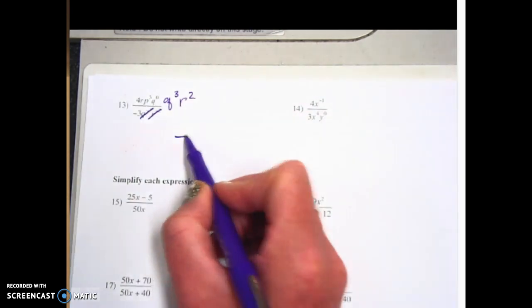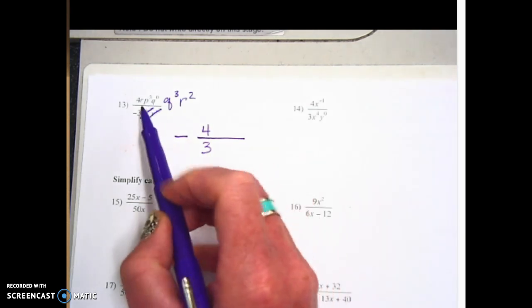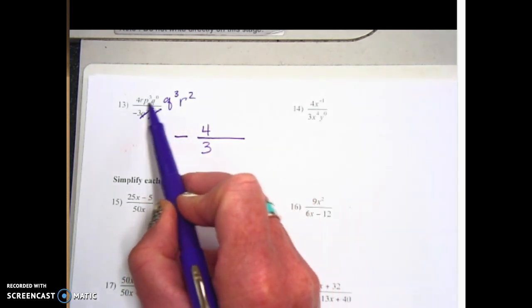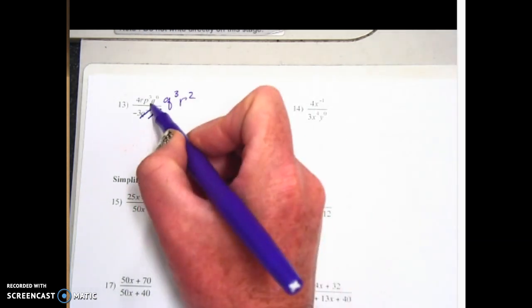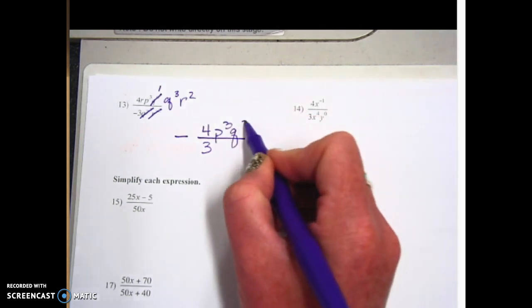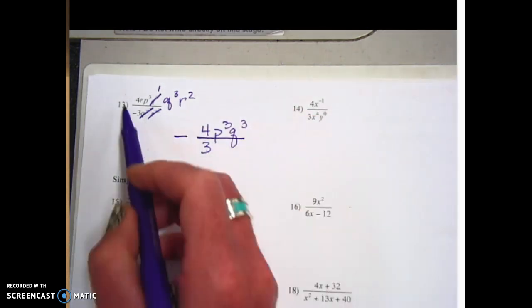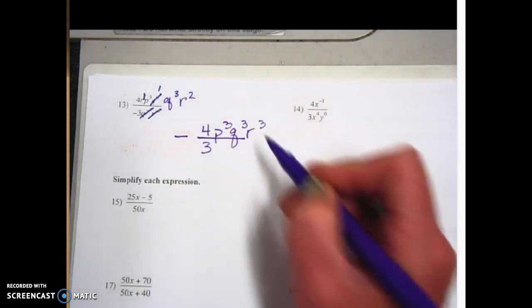So I'm going to pull the negative out front. I'm going to leave the 4/3 because that doesn't reduce. I've got, let's go alphabetically, P, Q, R. So P to the third. Q to the 0 goes to 1, so I have Q to the third. And R, we have a first and a second, so R to the third.